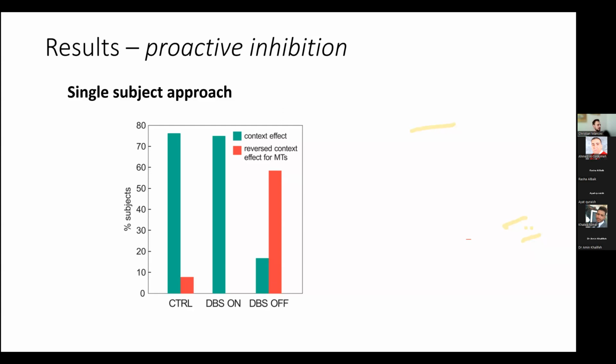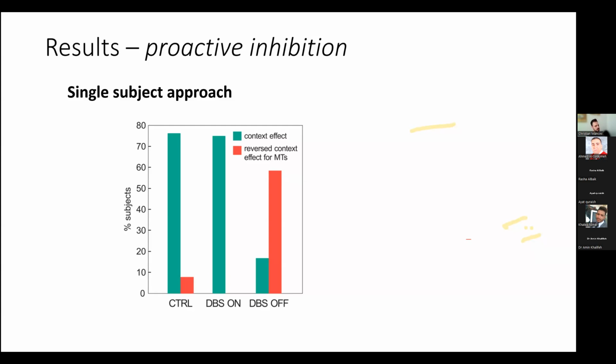Okay. So the controls on the left have mainly a context effect. So the subjects have mainly a context effect. In fact, only one has a reverse context effect in movement times. And when you activate both electrodes, you see that the vast majority of patients have a healthy context effect. So proactive inhibition is working.